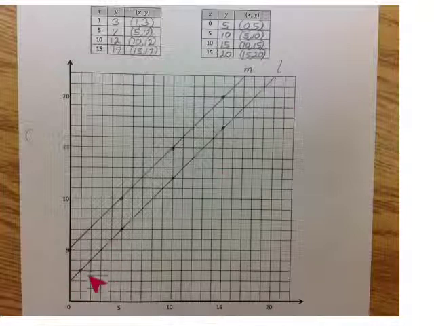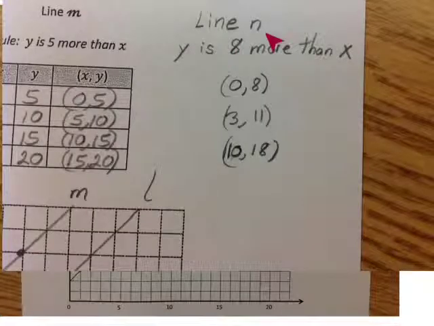And that makes sense, because for line L we had the rule that y is 2 more than x, but on line M we had the rule that y is 5 more than x. So it makes sense that it would be farther up on the y-axis. Let's think about a line N where the rule is y is 8 more than x. We would have points (0, 8), (3, 11), (10, 18). We notice it's still an addition rule, but this time we're adding 8 to the x-coordinate.